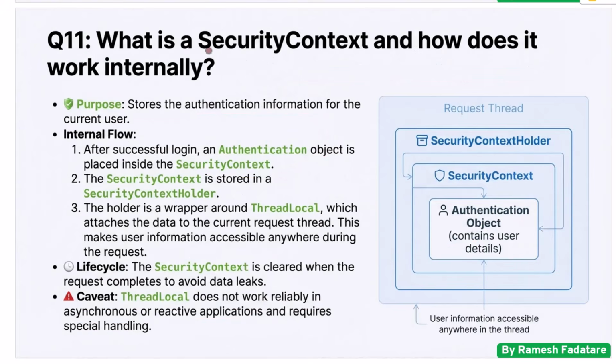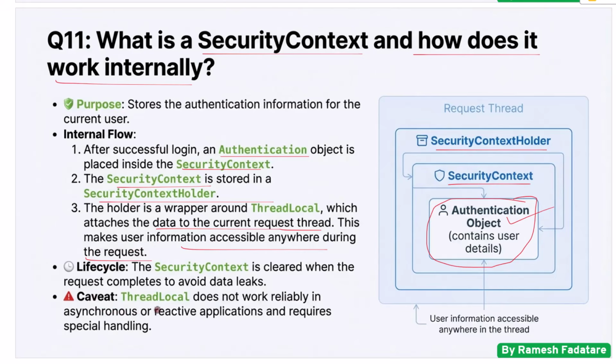The 11th question is, what is a security context and how does it work internally? The security context stores the authentication information for the current user. When a user logs in successfully, Spring Security creates an Authentication object and places it inside the security context. This security context is then stored inside a SecurityContextHolder, which is a wrapper around ThreadLocal. ThreadLocal means the data stays attached to the current thread, so controllers and services can access the user information at any time during the request.